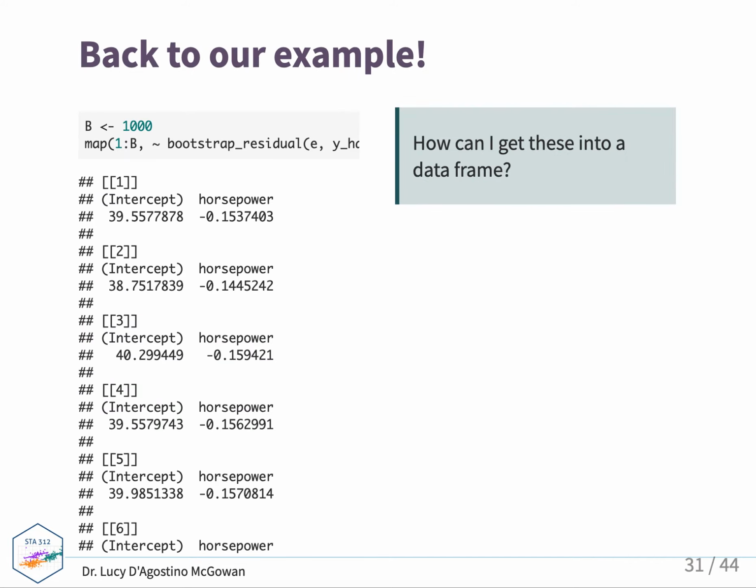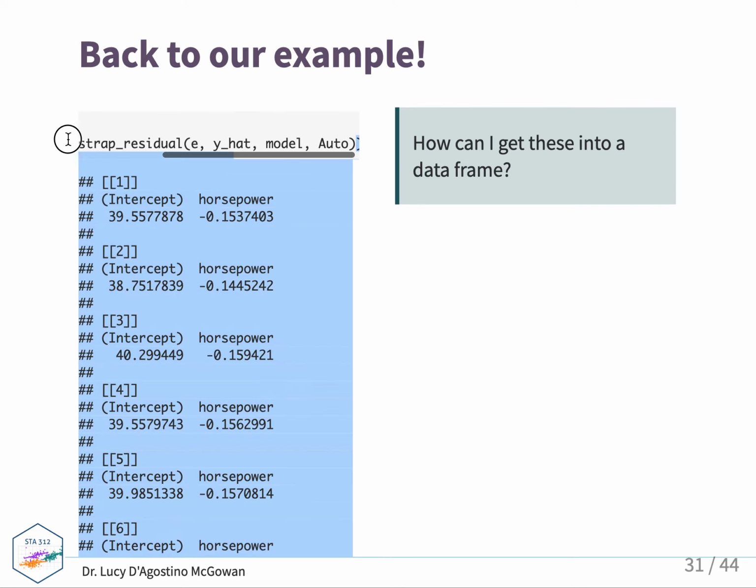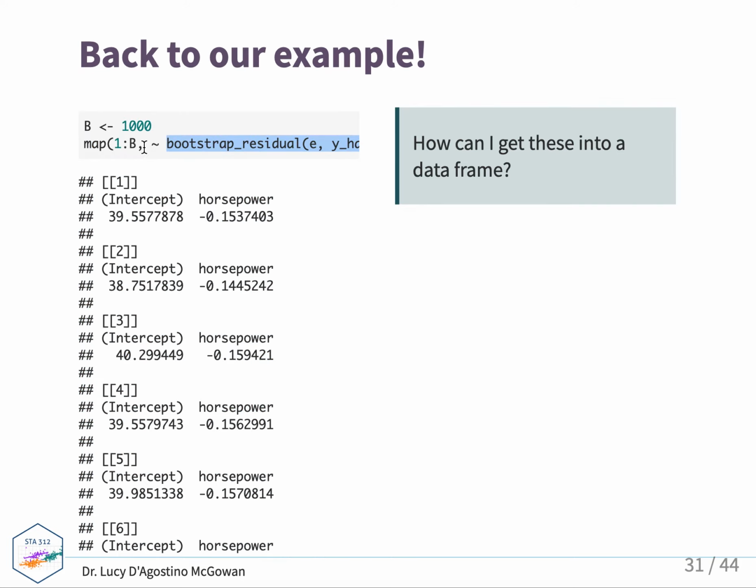Applying this back to our original problem, I want to run this bootstrap 1,000 times, so I'm going to set b equal to 1,000. I'm going to map from 1 to 1,000, and the function I'm going to apply is bootstrap_residual, and then I give all of the arguments I need: e, y hat, model, and auto. What this is going to do is run this function 1,000 times, and you get this nice list where you end up with the intercept and the beta hat 1 for each of these 1,000 runs. This is a list as the output, which is the default because I'm using the map function.